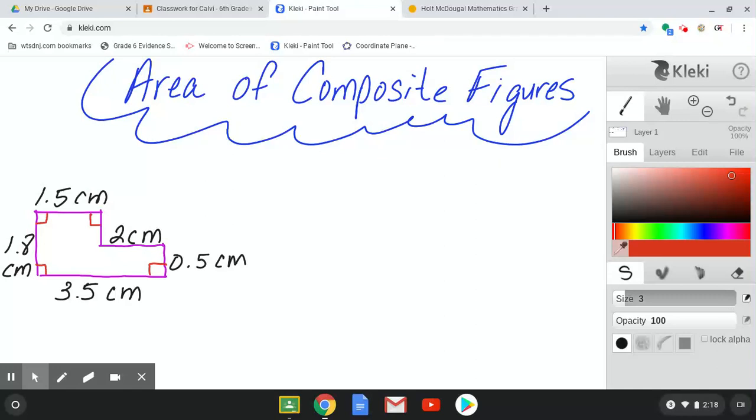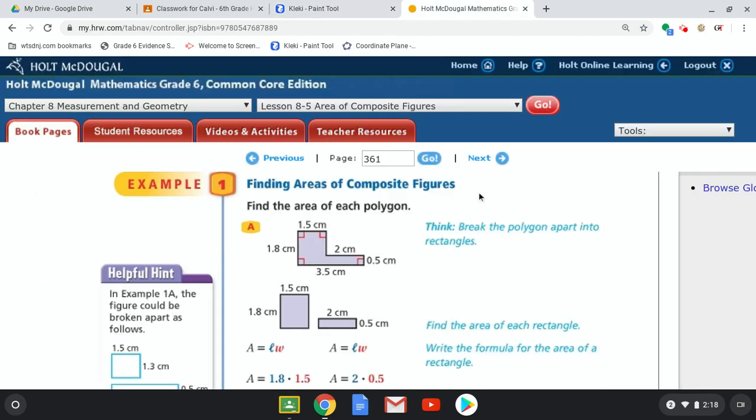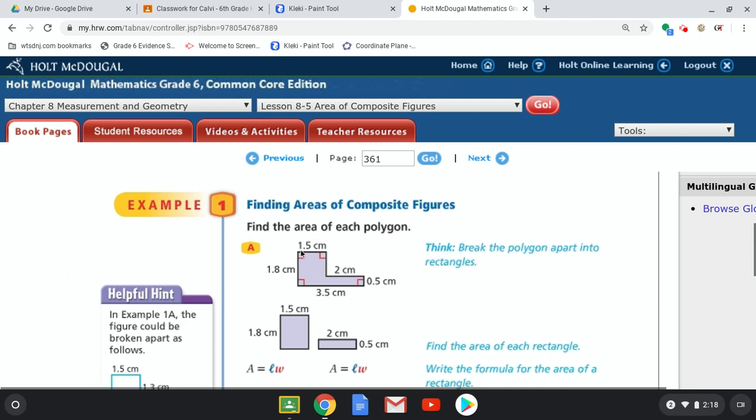Class, Mrs. Calvi here. Quick tutorial on finding the area of composite figures. So this is going to be 8.5 in your textbook. And a composite figure is basically a shape that we do not have a formula for in order to find the area. So we can't say that this is a triangle, a rectangle, a square, or a circle.